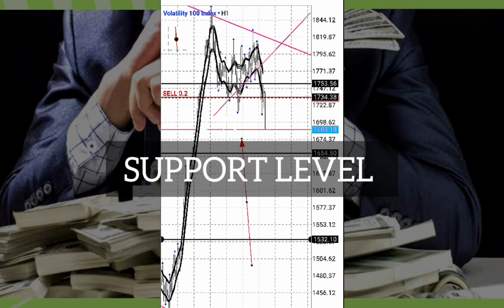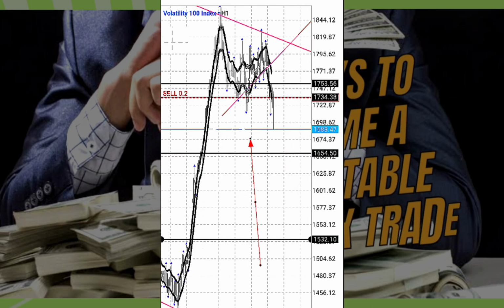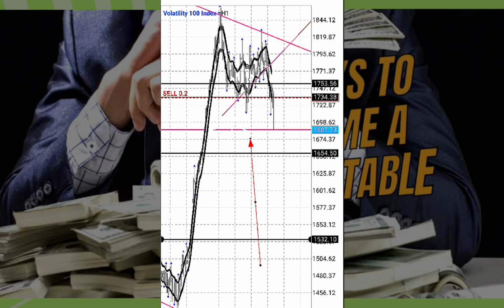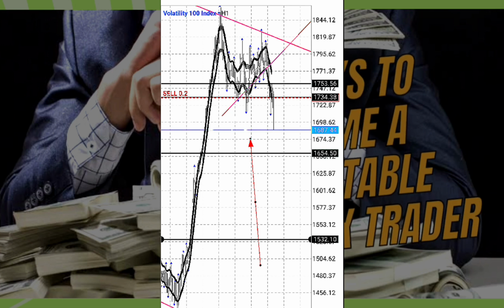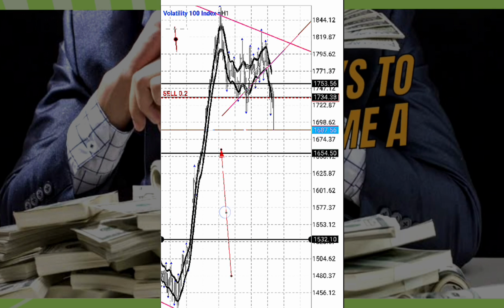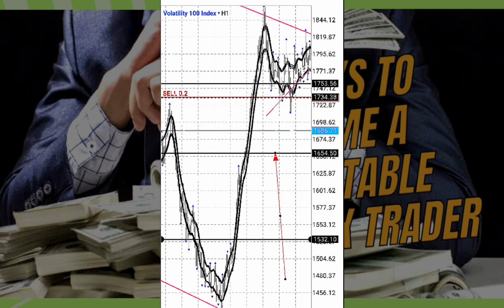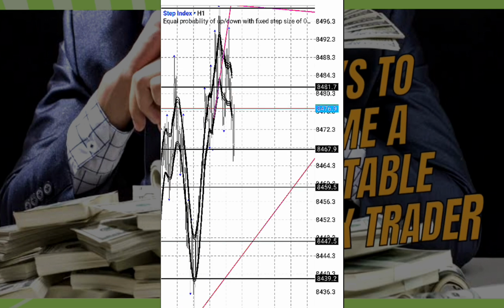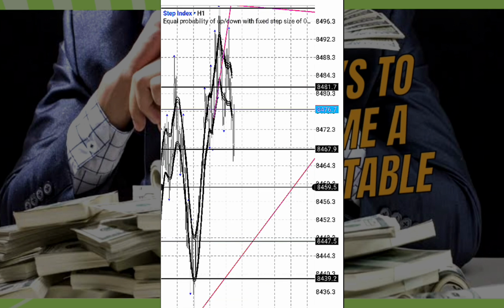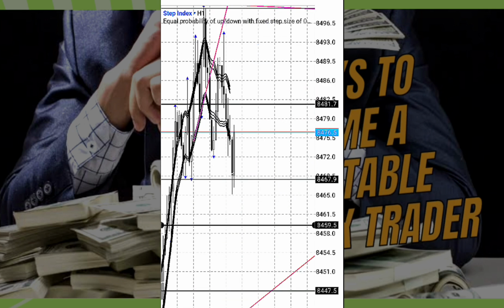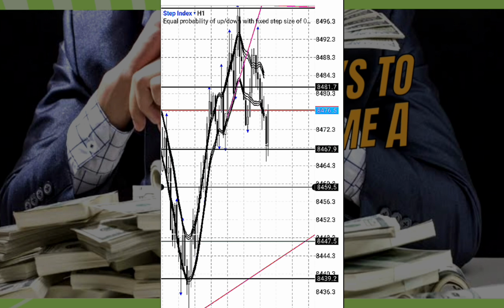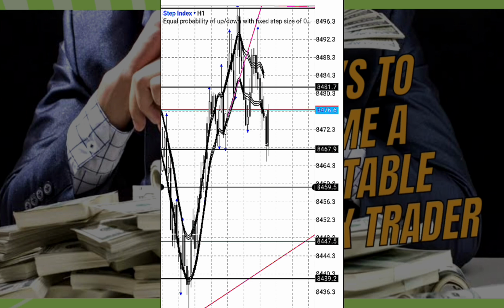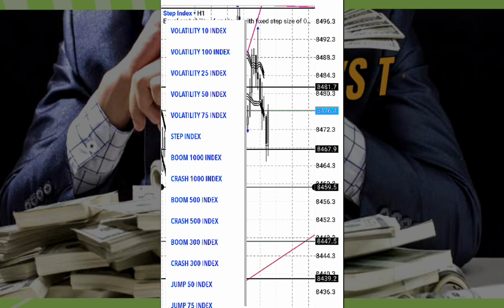I'm going to show you another pattern, which is the head and shoulders pattern. We have two trades running for us here, which I've already given in my group. I'm going to switch to the step index, so you can see the pattern, which is the head and shoulders pattern. Then I will switch to the trade we are on right now.